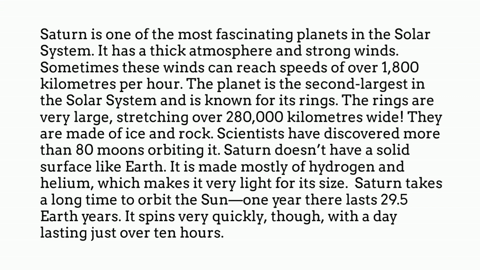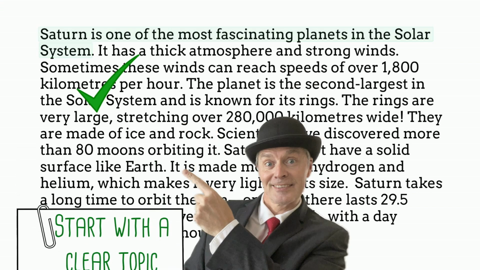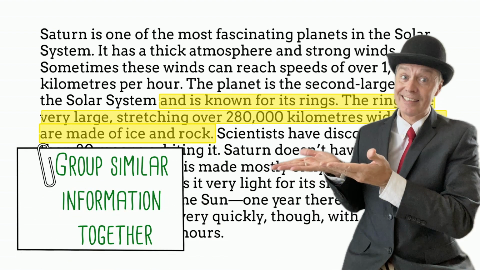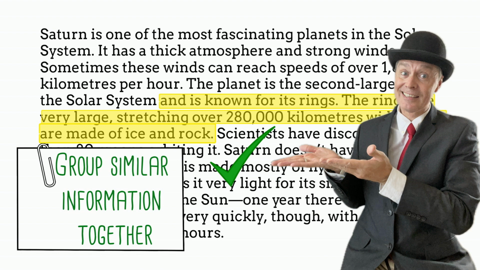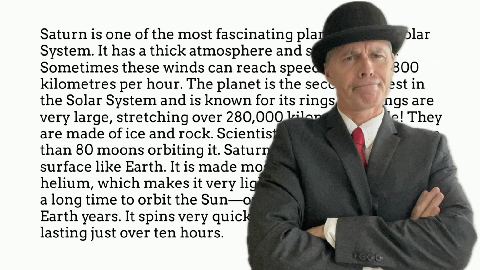This paragraph is looking better. I've made sure to begin it with a topic sentence. I've made sure not to repeat myself. And I've grouped together sentences about the same thing. But there's still something that's not quite right about it, which leads us onto tip number 4.